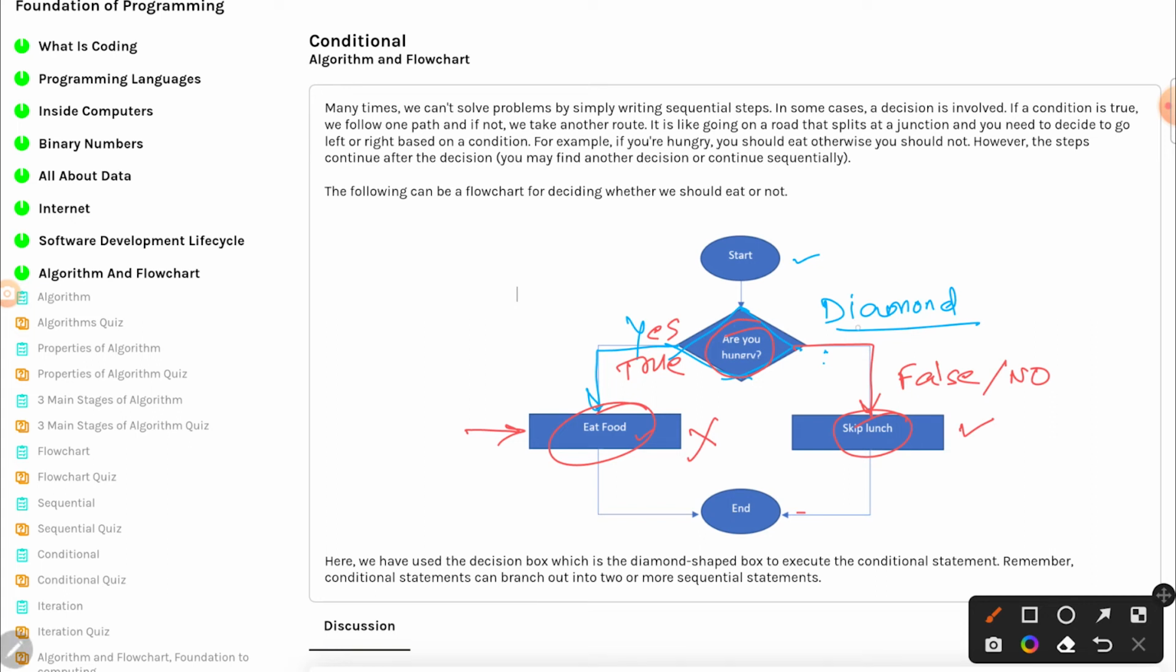Again, this condition is represented using a diamond box. You always have two arrows. One is for true, one is for false. You cannot have three. The nature of a condition is that it must have only two possible answers, yes or no.